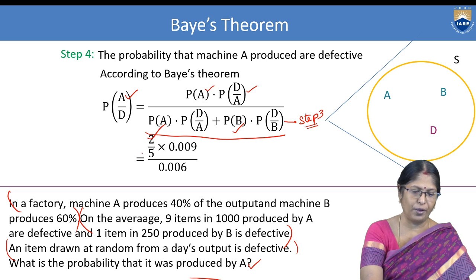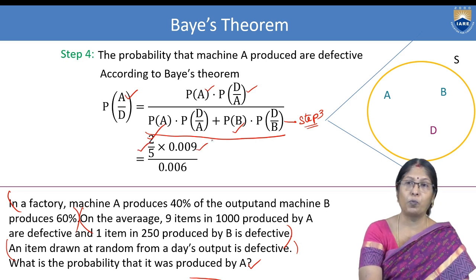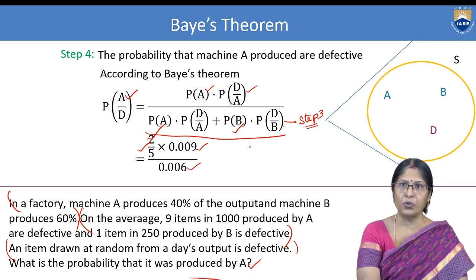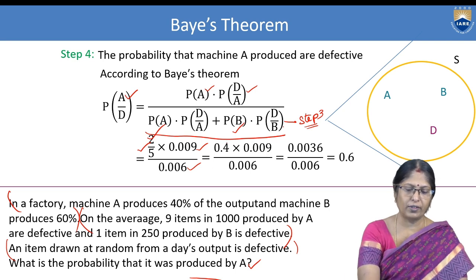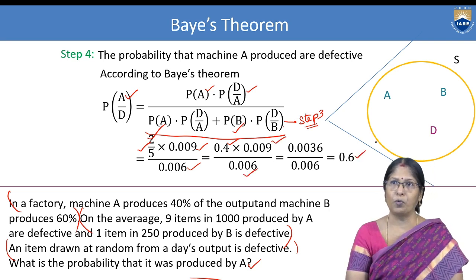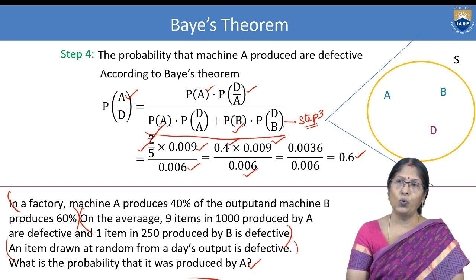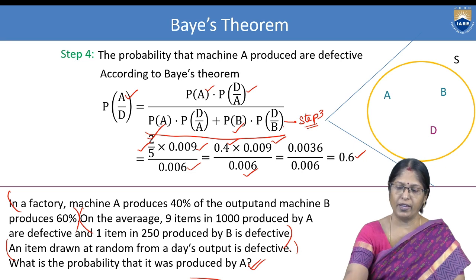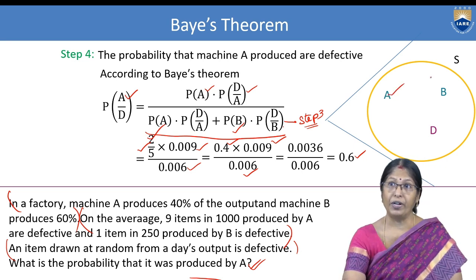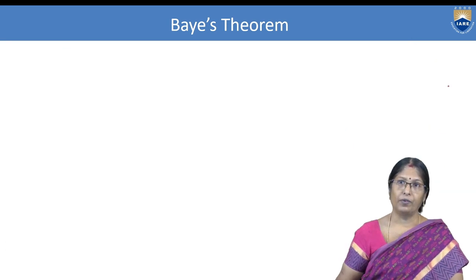So 2 by 5 into 0.009. This we already calculated, 0.006. So the final answer is 2 by 5, it's nothing but 0.4, and this is written as it is here. The calculations we did, we got 0.6. So among the 2 events, about the one event they asked: produced by A, what is the probability of defective output? We will see it.